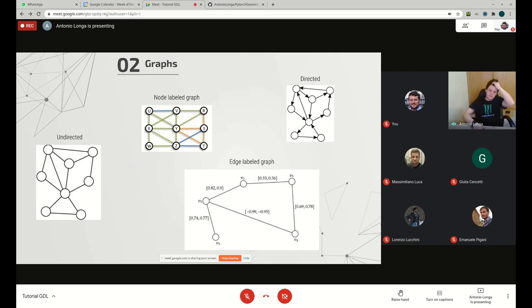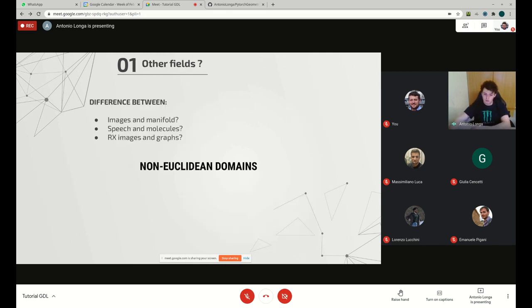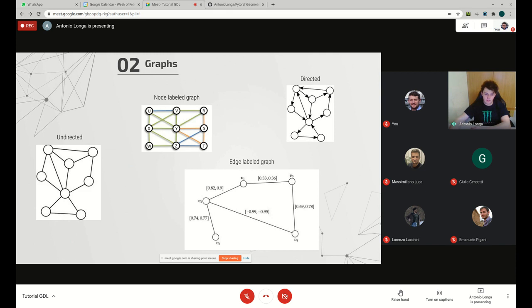Talking about graphs, we have several types of graphs, like directed graphs, node-labeled graphs, undirected graphs, and edge-labeled graphs. As you can see, this kind of structure has a specific form and cannot be modeled as an image, which is basically a grid of pixels, or a speech, which can be seen as a chain of information.